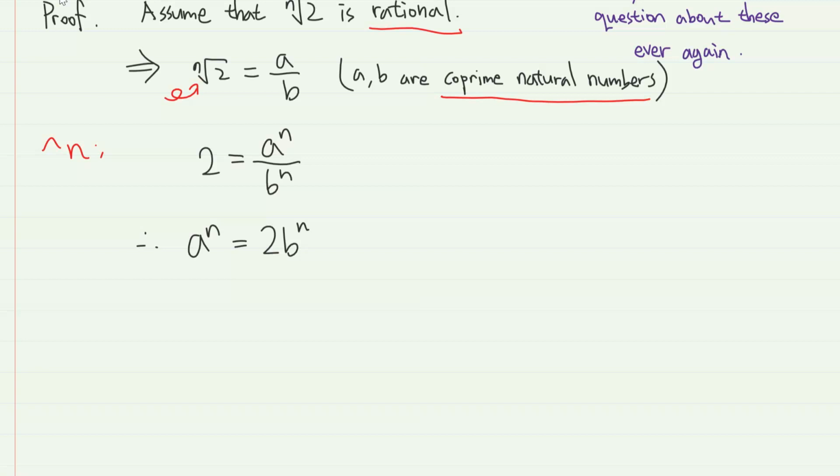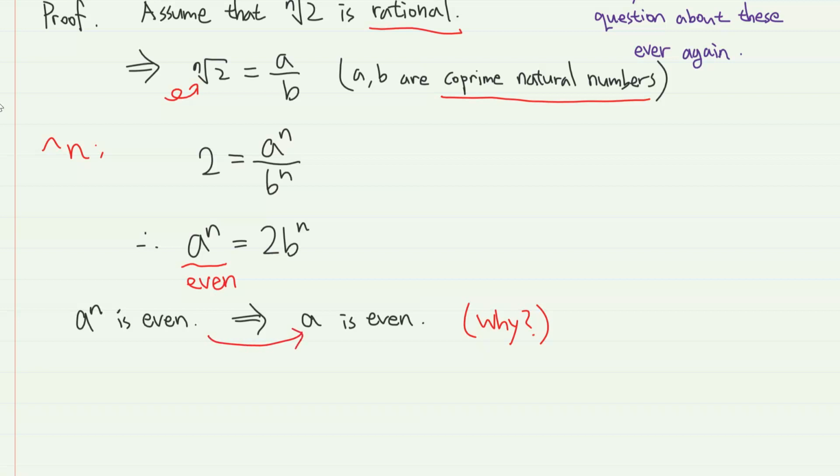Here, since the right-hand side is even, a to the power of n is even. And since a to the power of n is even, a is also even. Wait, how does this part work? Well, to explain this, we have to use some sort of mini proof by contradiction inside this proof by contradiction.